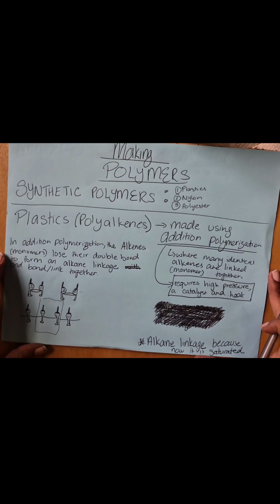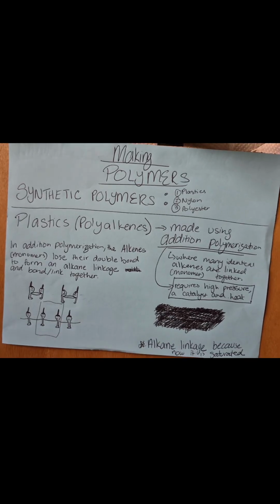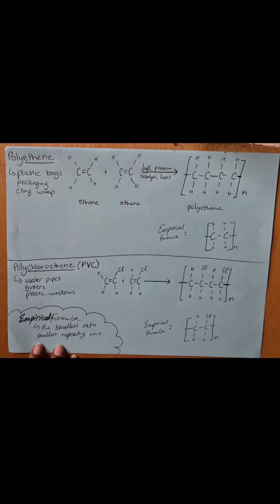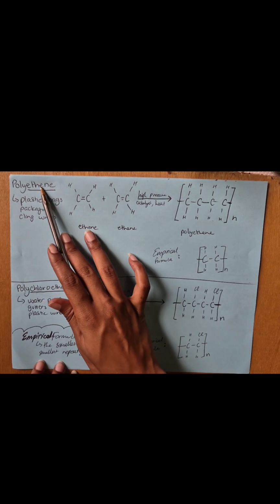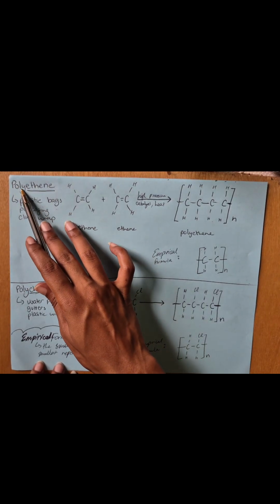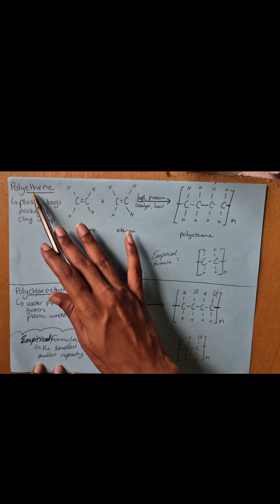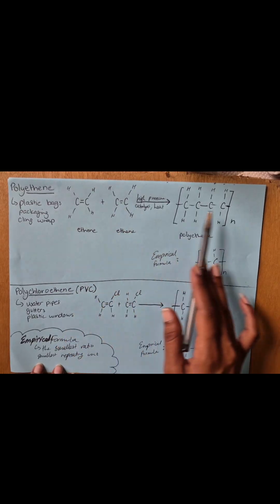Now we're going to look at some actual alkenes bonding together, and some different plastics that we can make. Our first plastic is going to be polyethylene. So the name basically tells you exactly what's going on. Poly means many, ethene molecules. So that's an alkene, so we know that this is addition polymerization, because that's the one that joins alkenes together. So we're joining several ethene molecules together to make polyethylene.